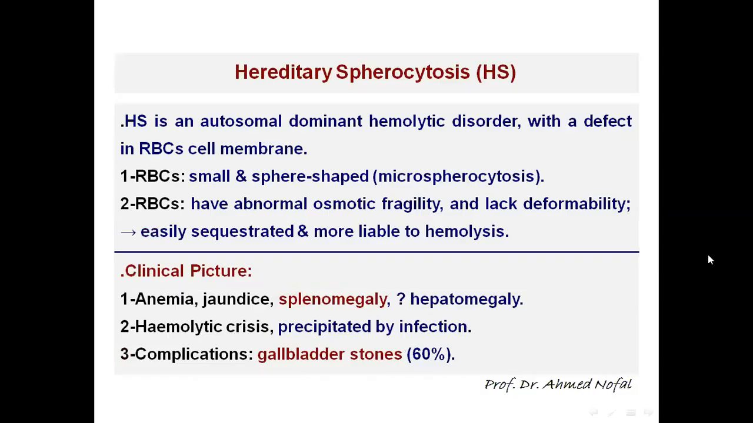The third type is spherocytosis. This is an autosomal dominant hemolytic disorder with a defect in the RBC's cell membrane. So the RBCs will be small and sphere-shaped, and these abnormal RBCs have abnormal osmotic permeability and lack deformability. This will cause easy sequestration and make them more liable to hemolysis. Clinically, there is jaundice, splenomegaly, and hemolytic crisis.